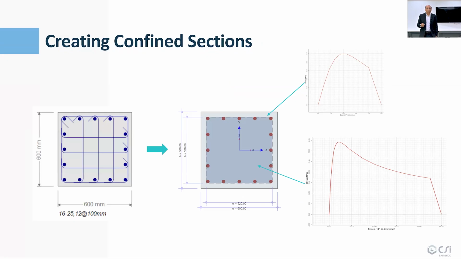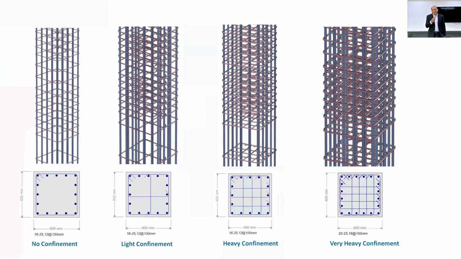So if you confine the concrete like this one, then you can increase the stress strain ductility a lot, and the axial load capacity as well. And this is a great tool to modify the moment curvature curve. So you can see here, if you have a column with no confinement, moderate confinement, heavy confinement, and very heavy confinement, then the stress strain curve of concrete for each one of those columns will be different.